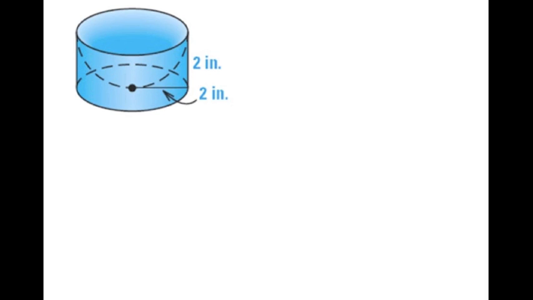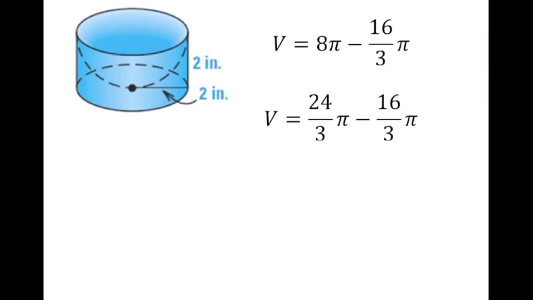Now that we have the two volumes for our figure, we can go ahead and subtract them. We have our cylinder minus our half sphere. Changing the 8 pi to be in common terms for our fractions, to be able to subtract them, we need that common denominator. So I multiply 8 by 3 and also the denominator of 1 by 3. So 24 minus 16 will give us 8, and our denominator is 3. So our volume is 8/3 pi.